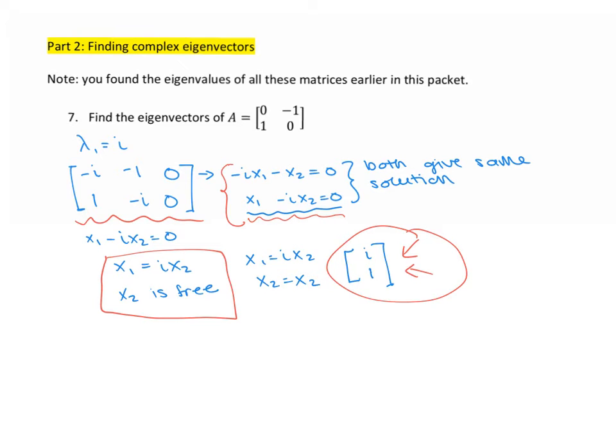So looking at that, we are going to try the second eigenvalue. Lambda 2 is negative i. And I want you to pause this video, see if you can do that on your own, and then come back to the video and we'll see how you do.